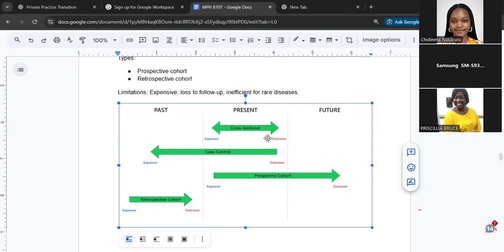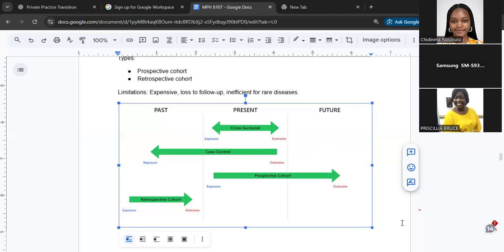For cohort, we start from exposure to see if they will develop the outcome. Now, this is very important because eventually we're going to be talking about measures of association, things like odds ratio, incidence, risk, and all of that. So it's important for us to put this directionality at the back of our mind. And it's not difficult.